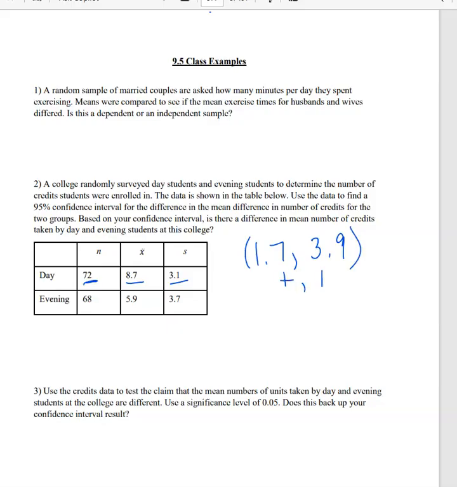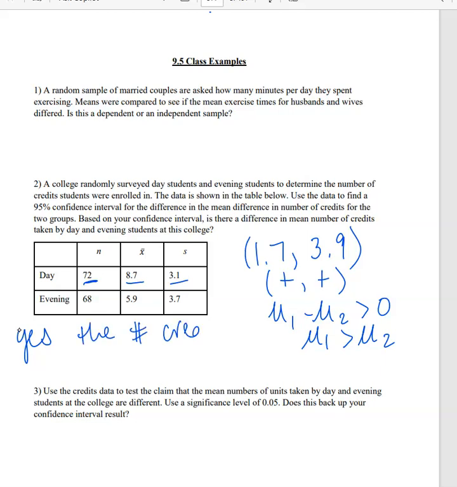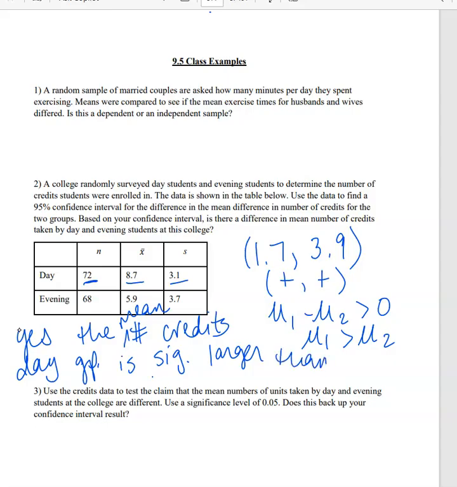So notice because those are both positive, that indicates that mu1 minus mu2 is going to be positive, or mu1 is going to be greater than mu2. So does this indicate that there is a difference? We're going to say yes. The number of credits taken by the day group, and I'm short on space here, I should say the mean number of credits taken by the day group is significantly larger than the evening group.